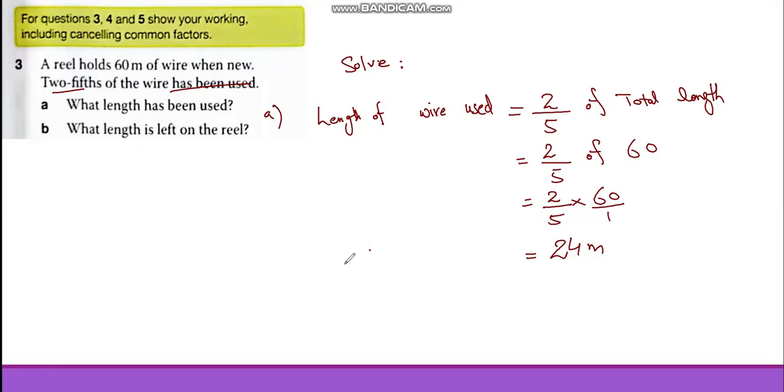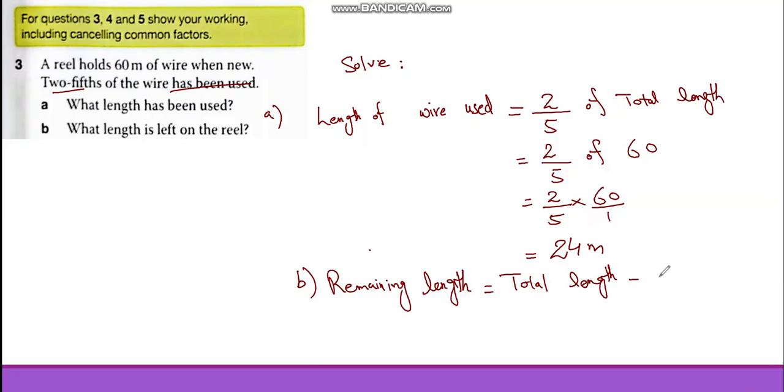And in B part, we have to find what length is left on the reel. The remaining length will be equal to the total length minus the length that has been used. So 60 take away 24 is 36 meters. Now let's proceed to the next question.